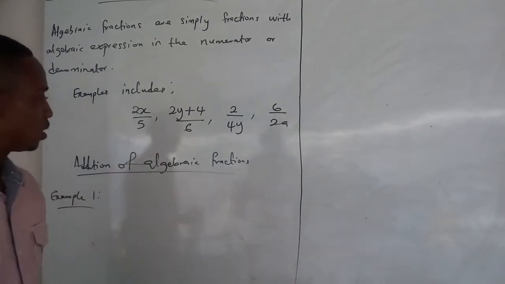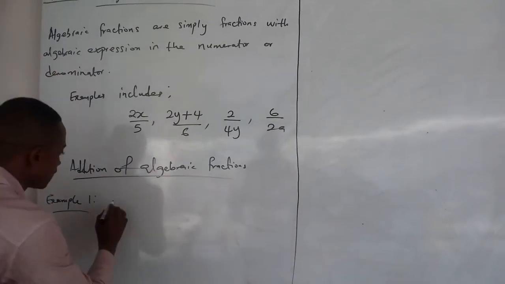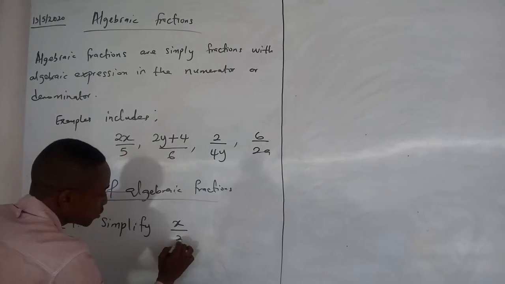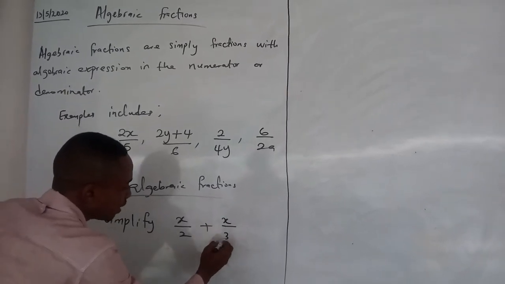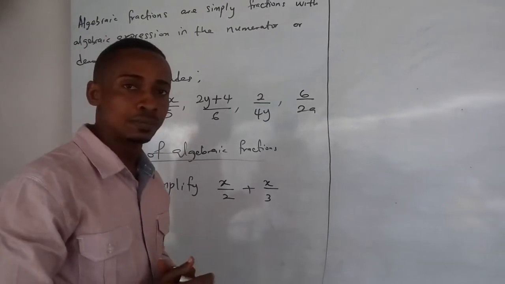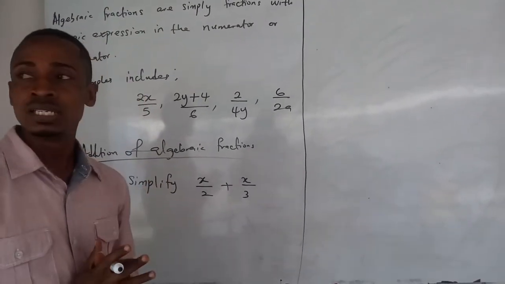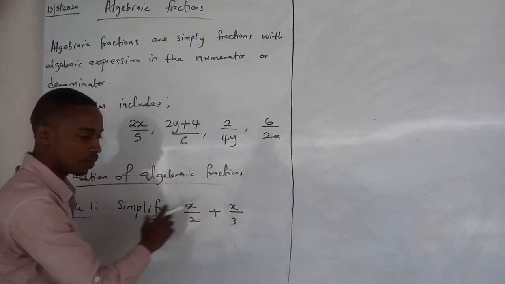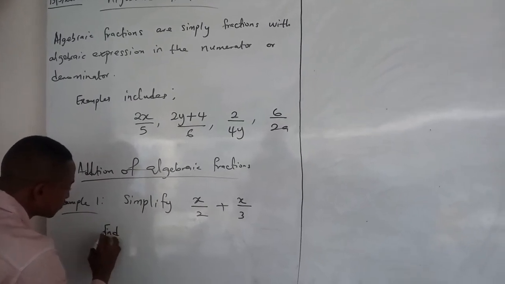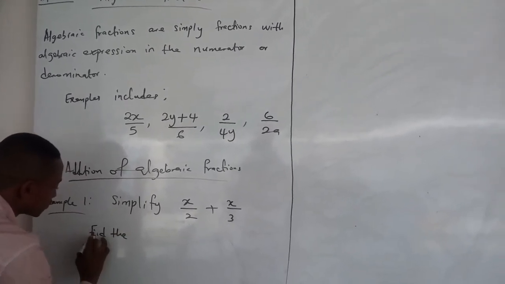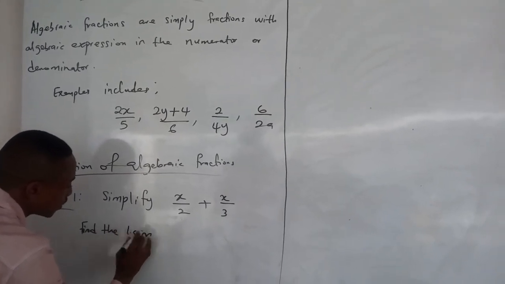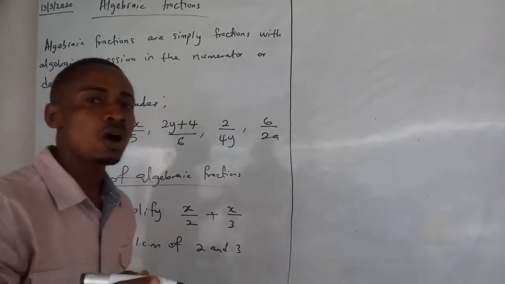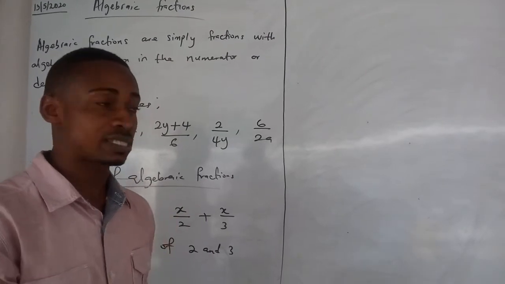Now, example 1. If you are told to simplify x over 2 plus x over 3, how do we solve this problem? The first step here is you find the LCM of the denominators, that is 2 and 3. Find LCM of 2 and 3, and of course LCM of 2 and 3 here gives 6.